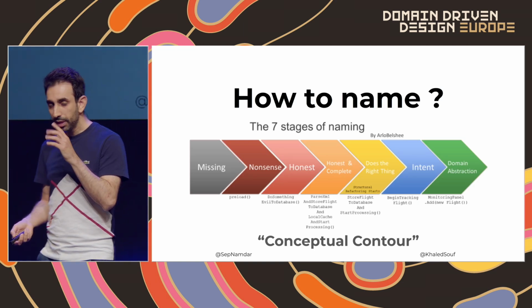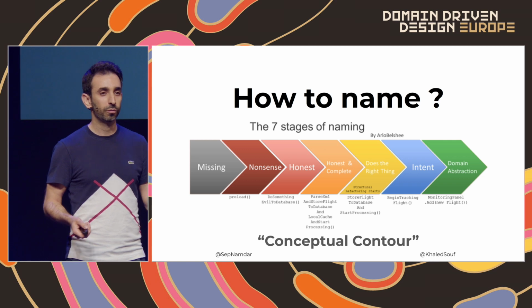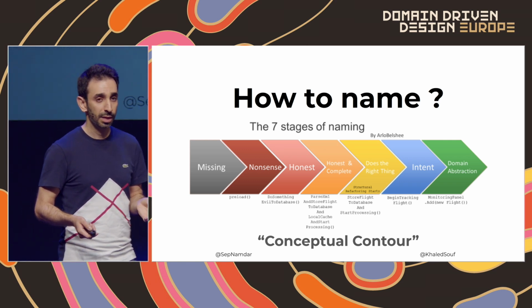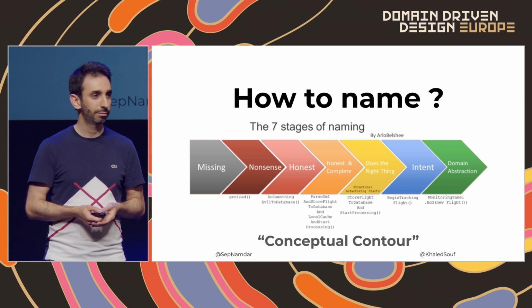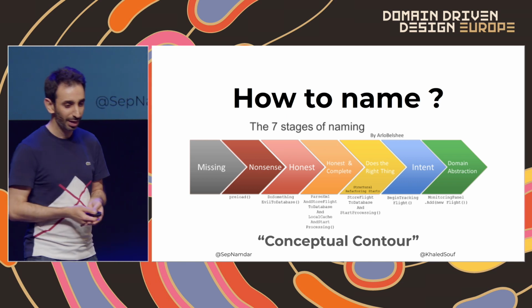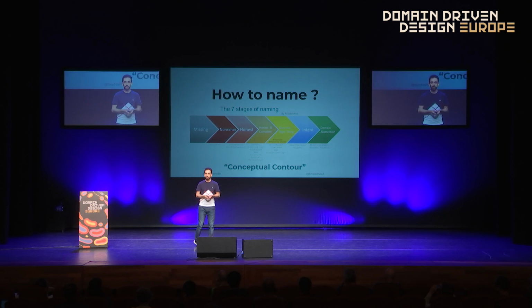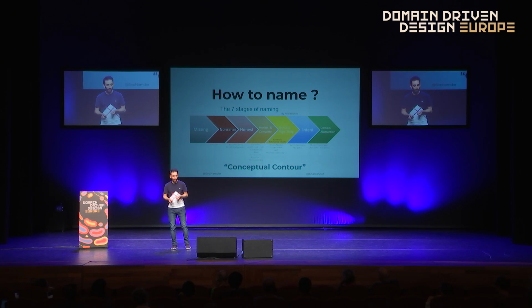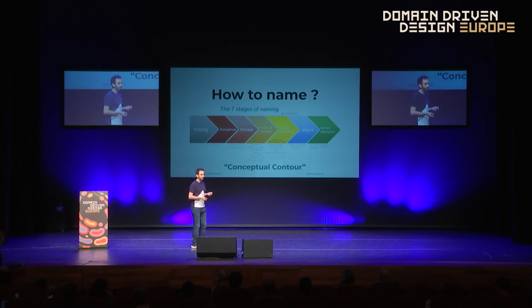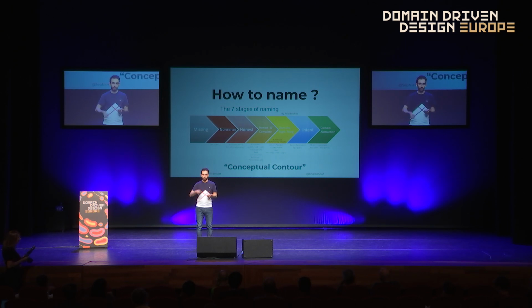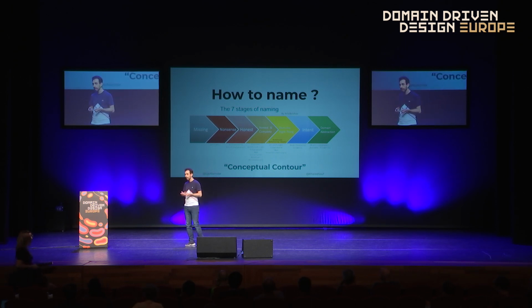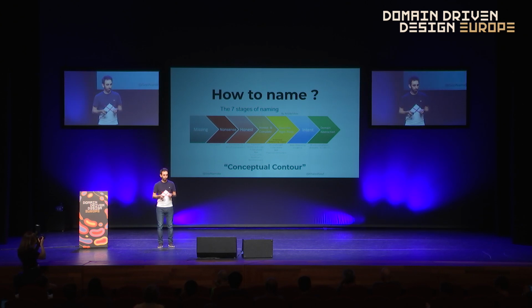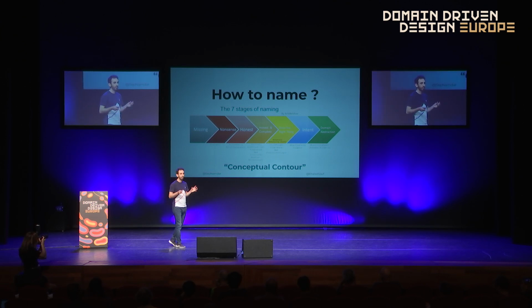So raise your hand if you find the right names at the first try. None of us. OK, good. So Arlo Belshee, in his wonderful blog, talks about the 7 stages of naming. And in that blog, we can understand that naming is a process, an iteration, OK? And at the 5th stage of naming, we can start to have some names that are close to our domain.